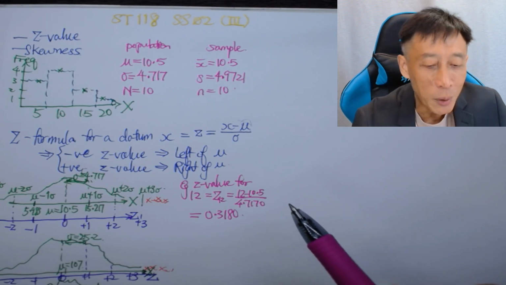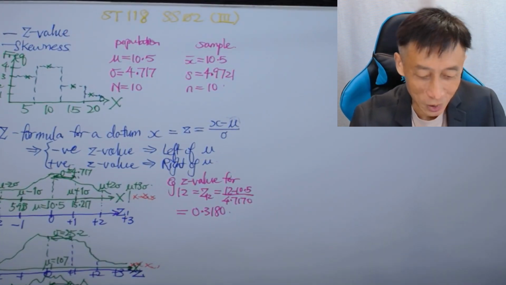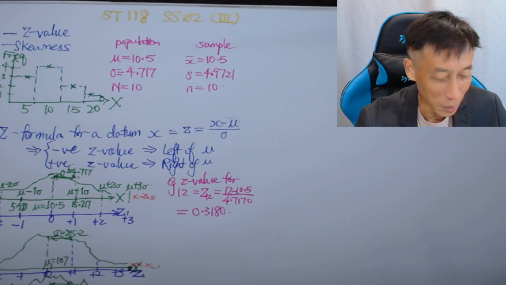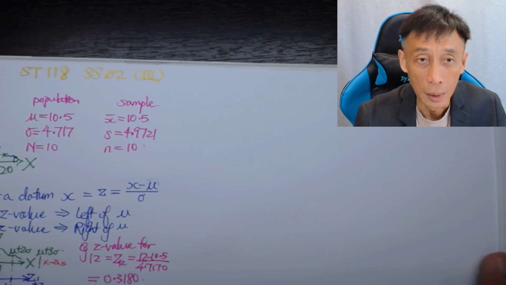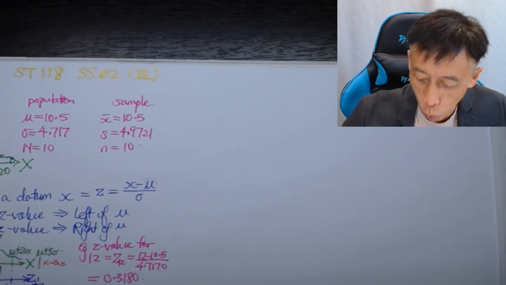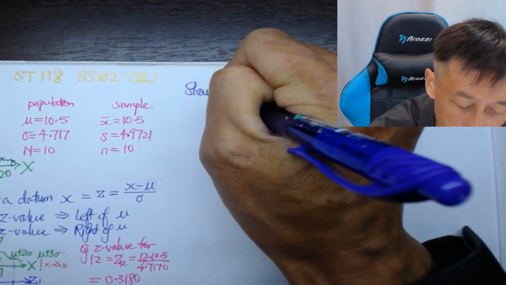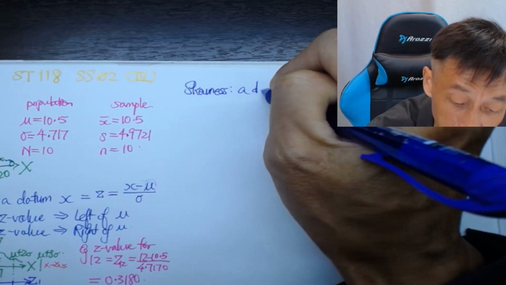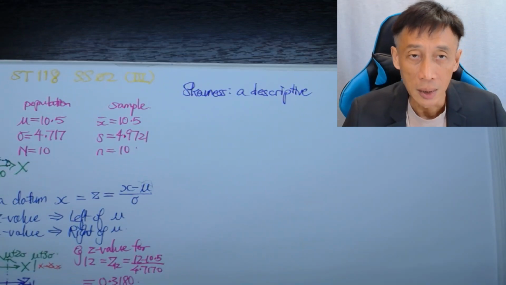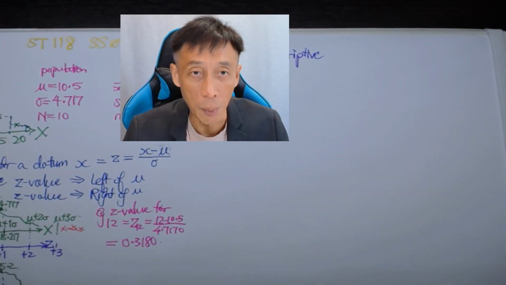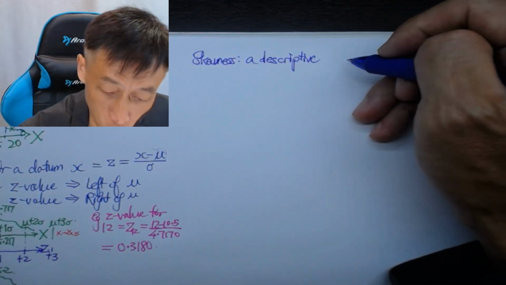Okay, so remember when we talk about z value, it is towards the direction of skewness, right? So what's the big deal about skewness? Now, skewness is trying to describe. So skewness is a descriptive. Descriptive means it's a summary, right? It's a number that summarizes the behavior of the sample or the population.